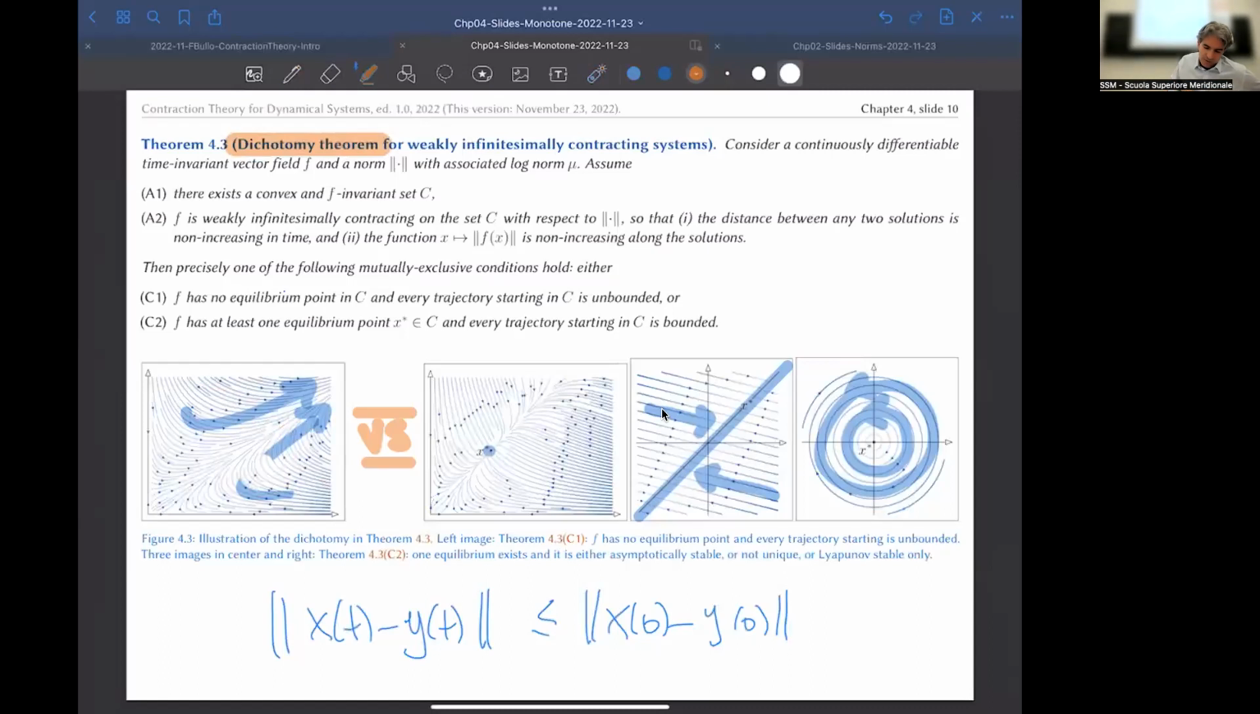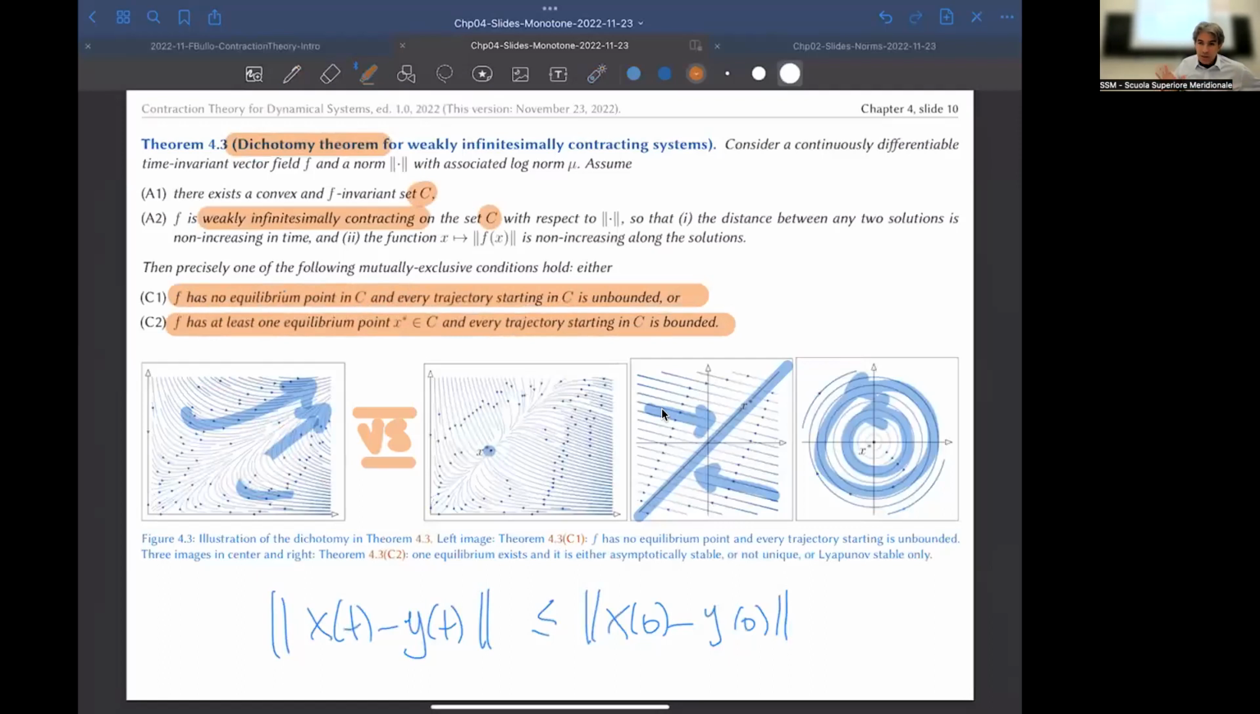Okay, so I have weakly and infinitesimally contracting systems. I'm stating these results here over a set C, but don't worry about C. Imagine that this is the set Rn, the entire space. So you understand the word dichotomy? Dichotomy means there are two possibilities and no more. Either or. Two types of behavior. Either there is no equilibrium point and every trajectory is unbounded, or there is at least one equilibrium point and every trajectory is bounded.